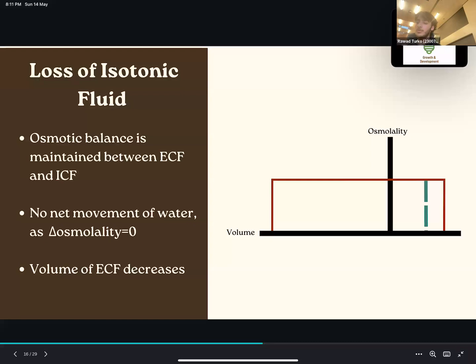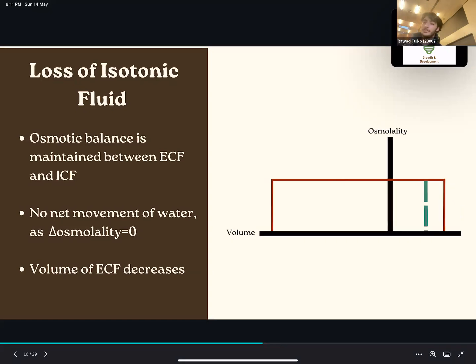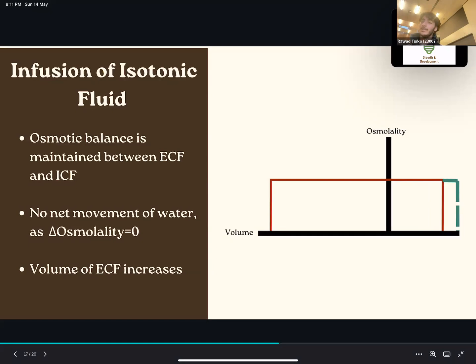So it's the one on the right, the extracellular fluid. So we would only see a decrease in volume in the extracellular fluid because we have no net movement of water. So the second case, which is infusion of isotonic fluid, is a very, very similar case. All that changed is the volume of the extracellular fluid increased instead of decreased. So as you can see, it's the same thing. Osmotic balance is still maintained between the extracellular fluid and the intracellular fluid, and we have no net movement of water as the delta osmolality equals 0.